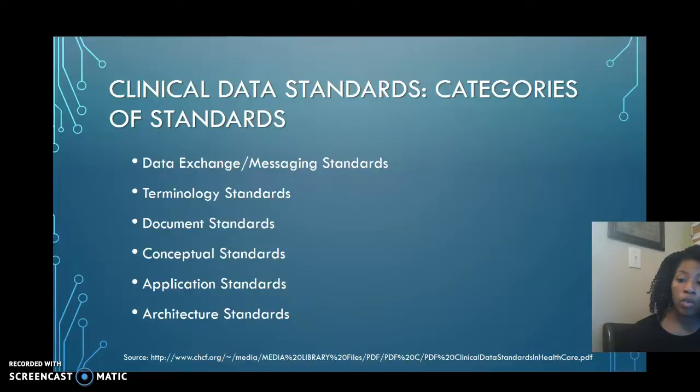Document standards are what type of information is included in a document and where it can be found. Conceptual standards allow for data to be transported across systems without losing its meaning and context. Application standards determine the way business rules are implemented and how software systems interact. And finally, the architecture standards define the processes involved in data storage and distribution.